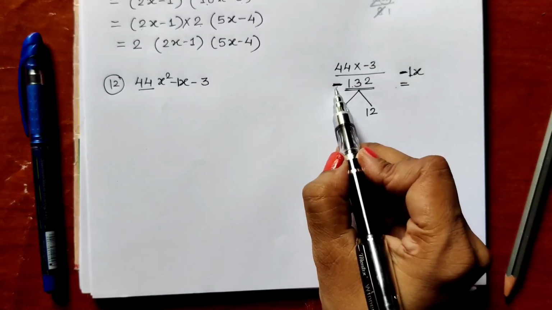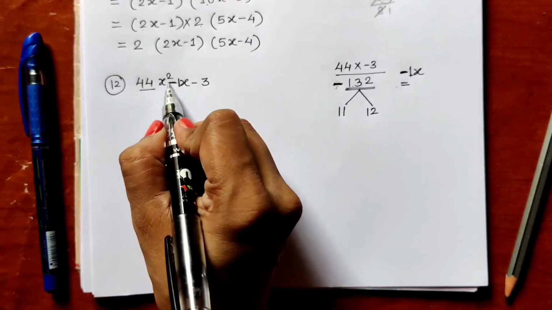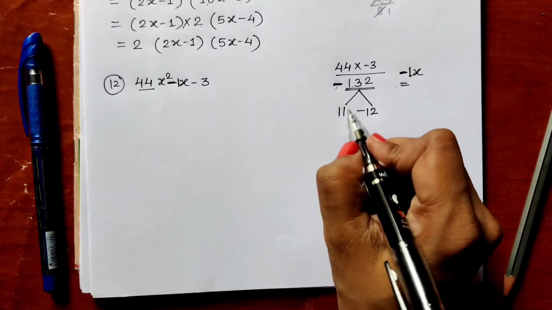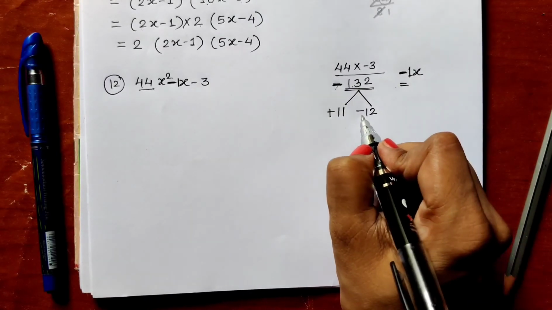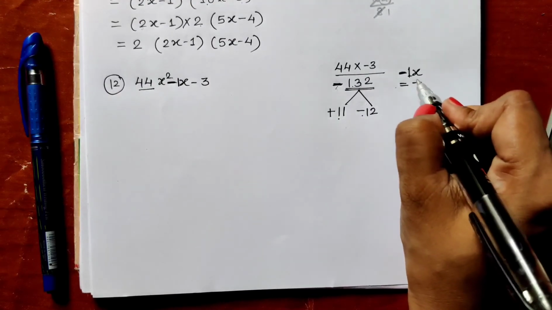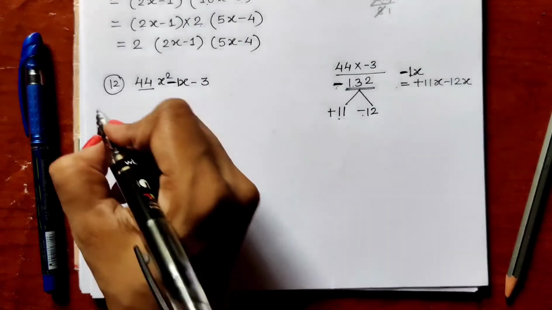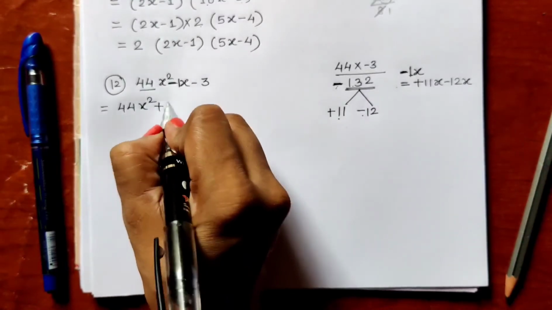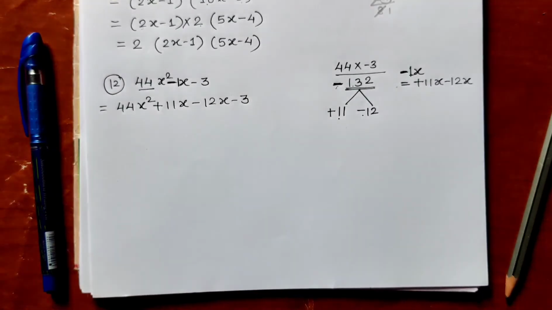So when subtraction is there, what do we have to see? We have to check the sign of the middle term. This sign of the middle term should be given to the bigger factor and the smaller factor should have the opposite sign. So if the bigger factor has a minus sign, the smaller factor should have a plus sign. It will be written as plus 11x minus 12x. So I will write this as 44x square plus 11x minus 12x minus 3.